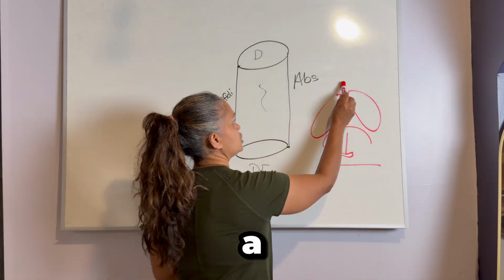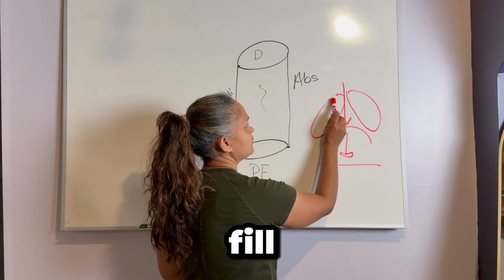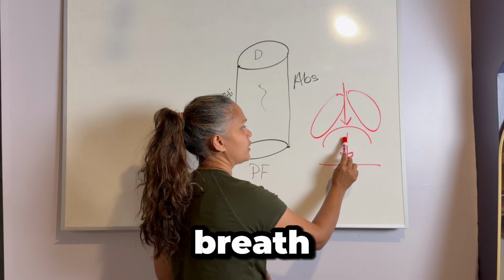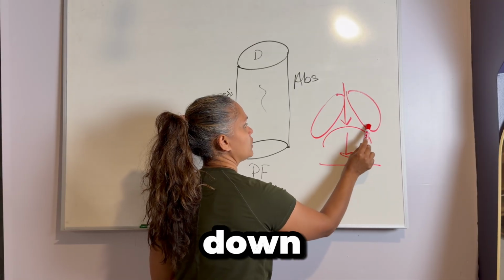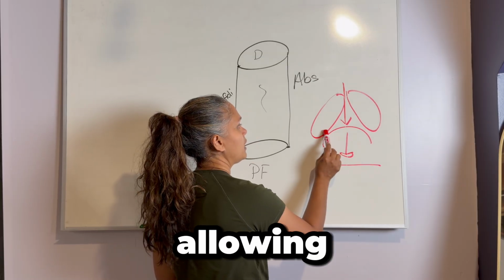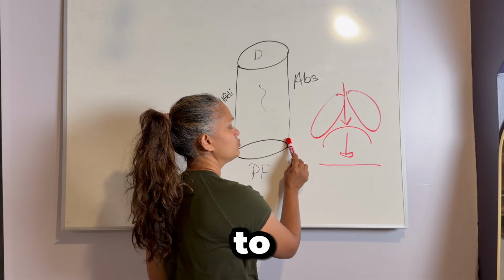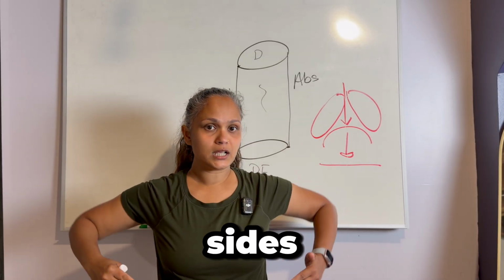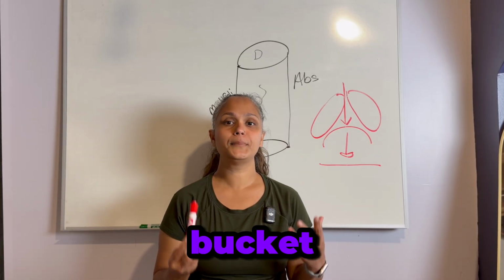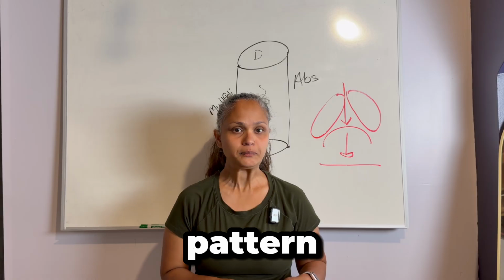When you take a shallow breath, you only fill the top of the lungs. When you take a deep breath in, you get air down into the bottom of the lungs. The diaphragm flattens out, allowing the rib cage to expand out to the sides, out to the front, and out to the back in what we call a bucket handle movement pattern.